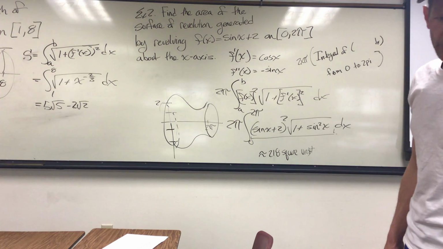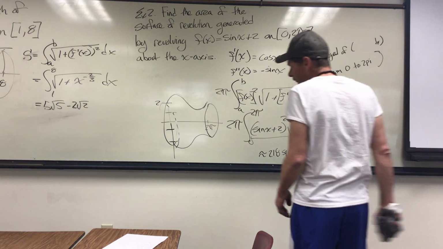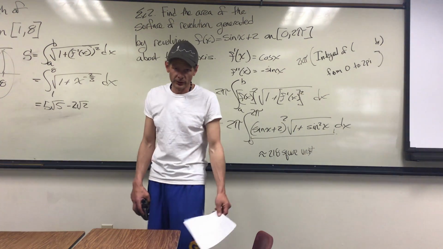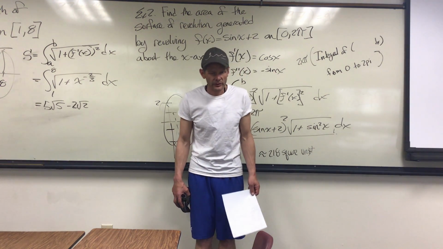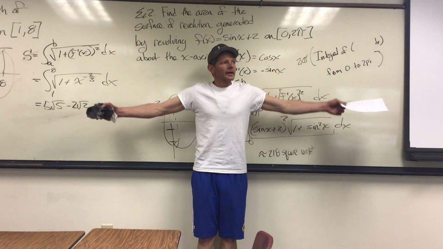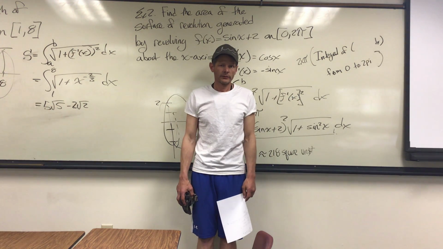It evaluated numerically. There's something called the trapezoidal rule. You can put little trapezoids in here, and there's something called Simpson's rule. You guys that are going to be engineers, I'm sure you'll study it. Okay? That's it. We're done.